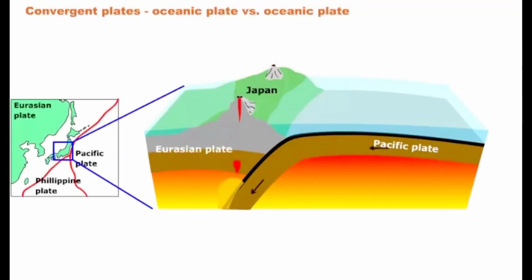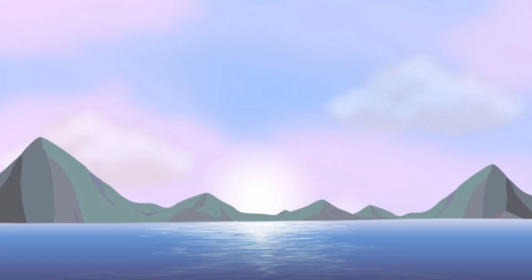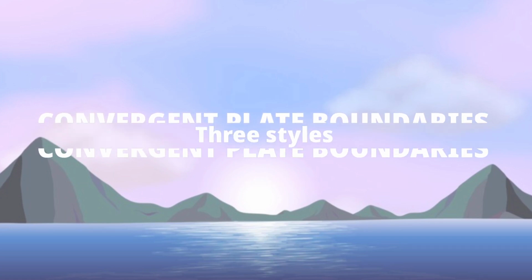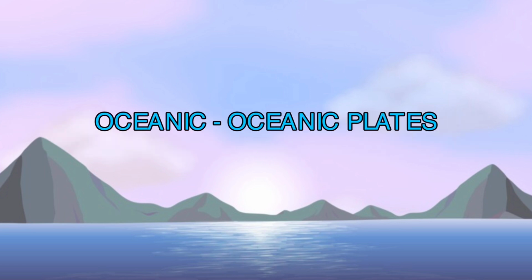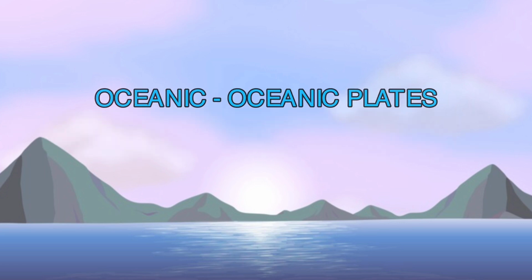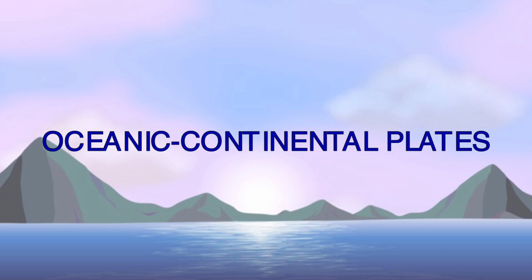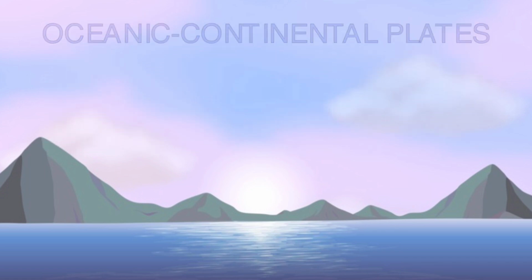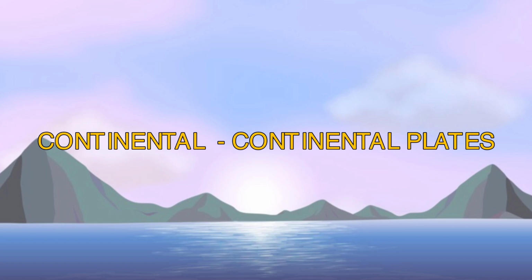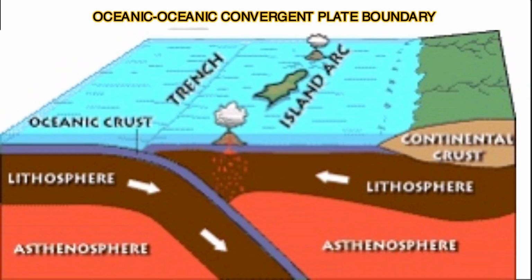All right, first up, when 2 plates are moving towards each other, we say that they are converging. There are 3 types of converging plate boundaries where 2 plates crash into each other. There's oceanic versus oceanic plates, oceanic versus continental plates, and finally continental versus continental plates. Oceanic plate boundaries.